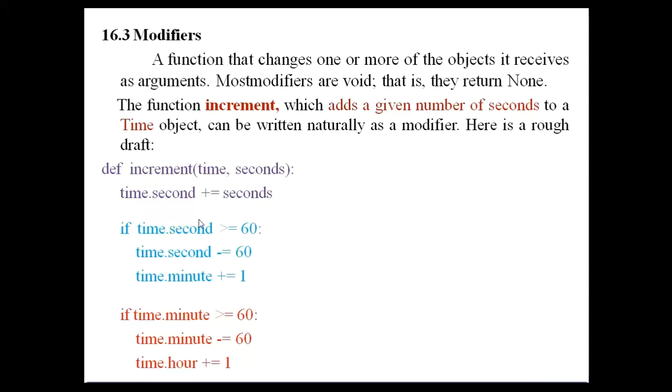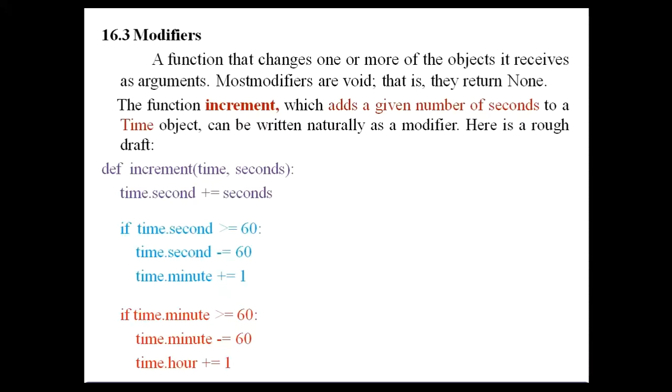But we will assume seconds or minutes greater than 2 times 60, so I will assume 130 seconds. If I assume the second value as 130 with respect to this piece of code, time.second represents one value, and that value is 130. 130 is greater than or equal to 60. Yes, this condition results in true. In that case, from the original value 130, 60 will be subtracted. So the remaining value is 70.